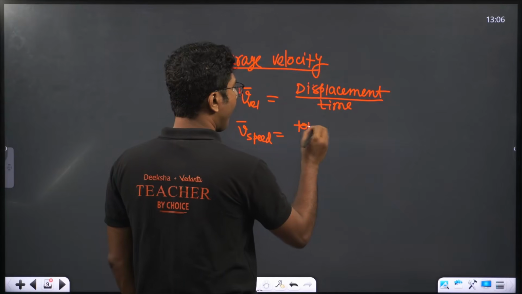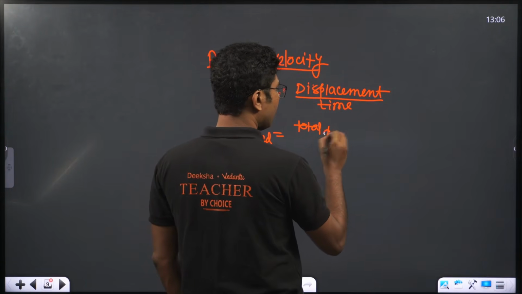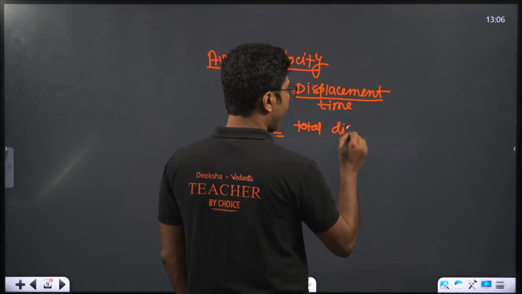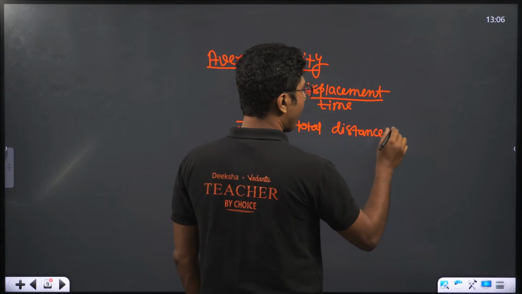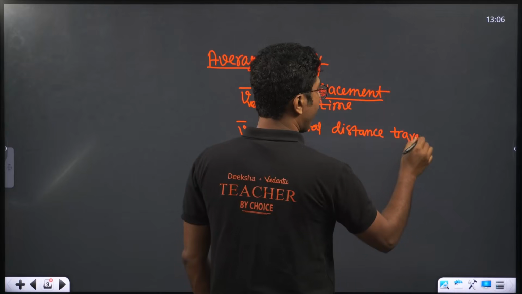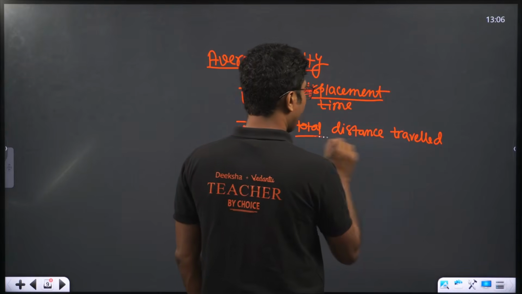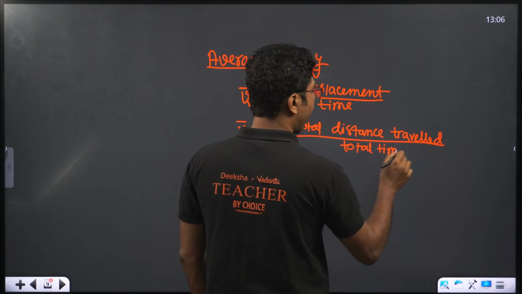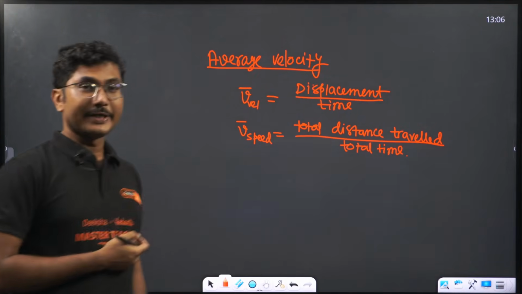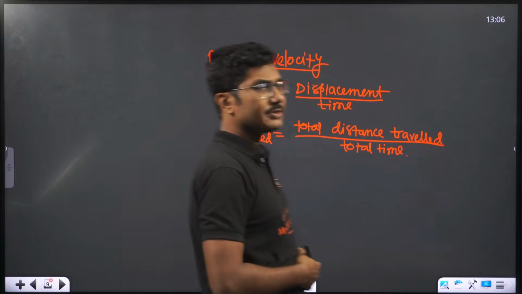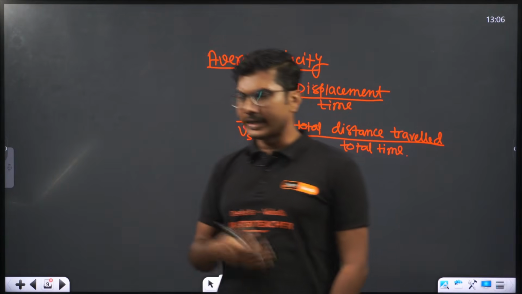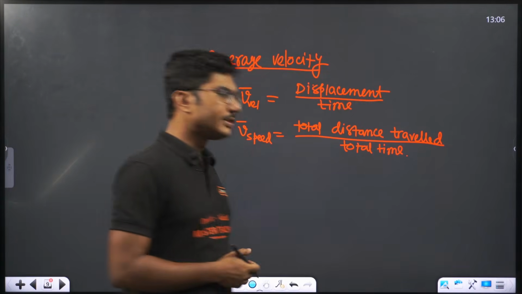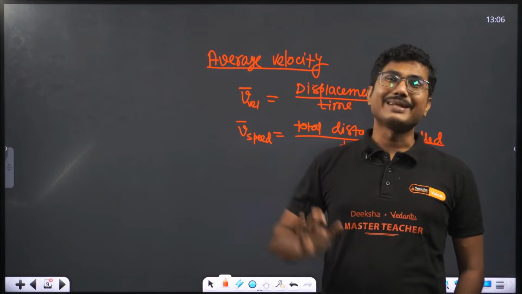total distance traveled by total time. So this is the average speed and average velocity. As I mentioned, average velocity can be 0, but average speed generally is not 0. If speed is 0, velocity will always be 0. But yes, they represent average values.